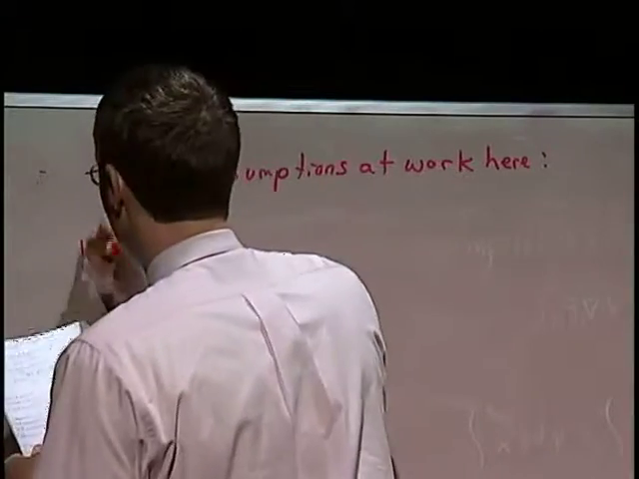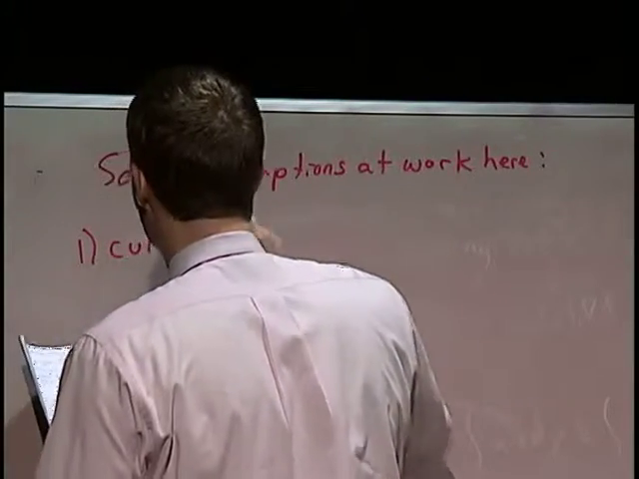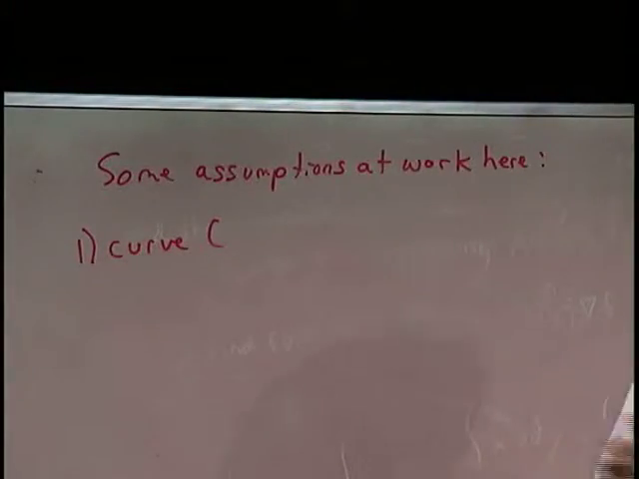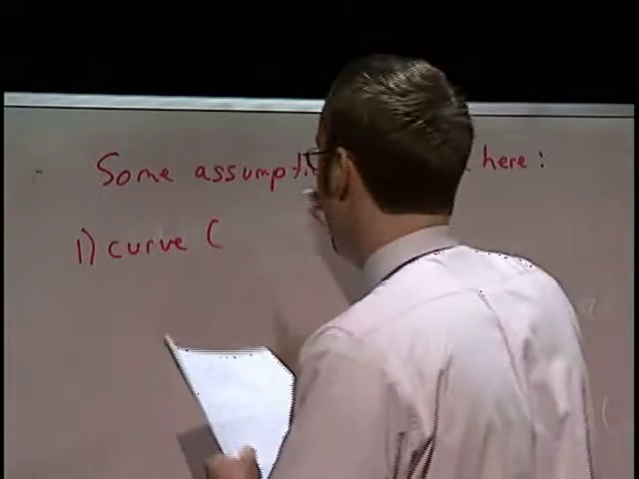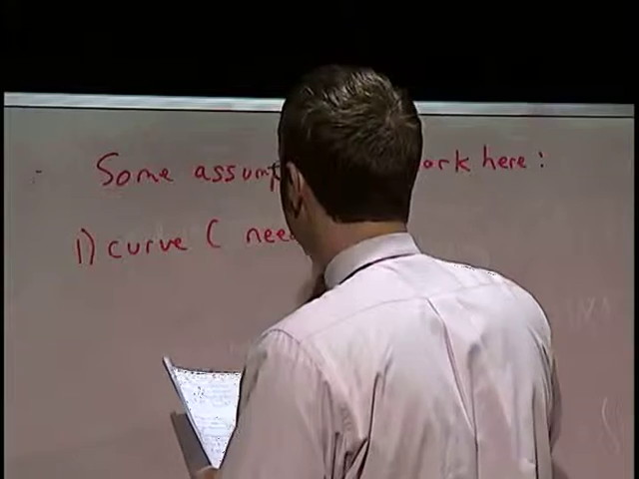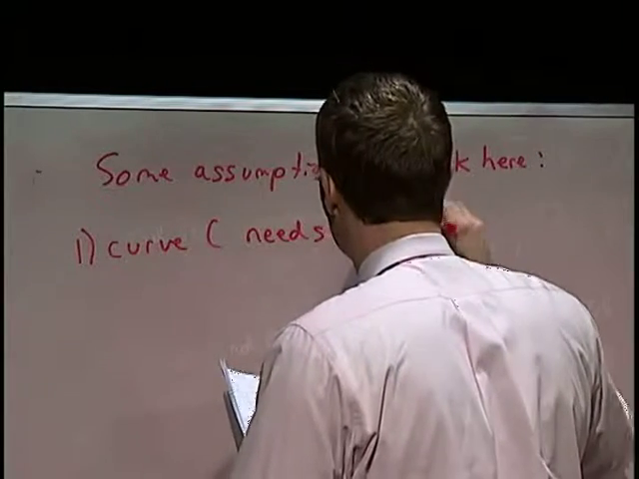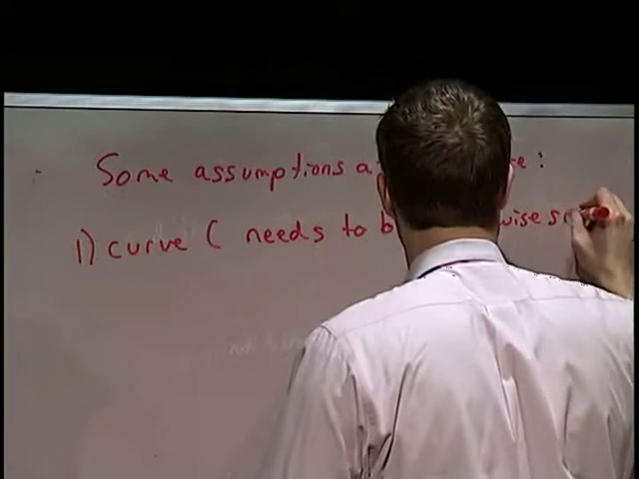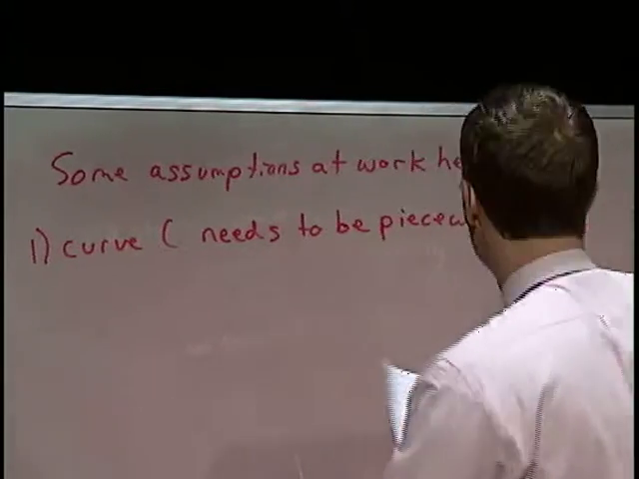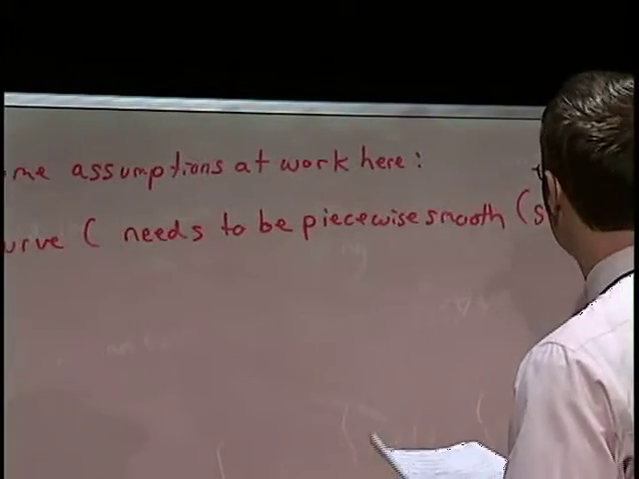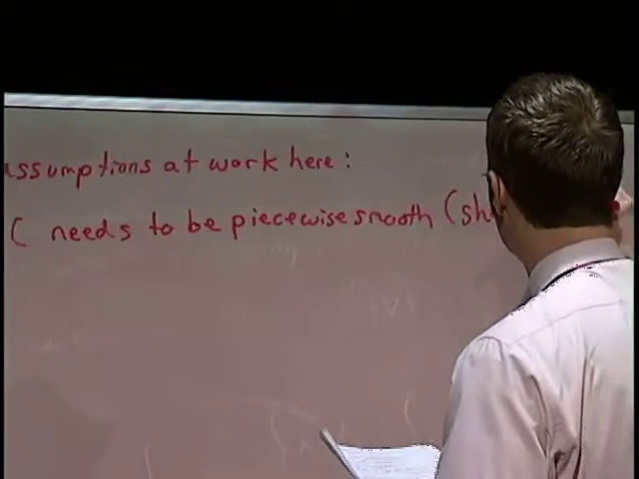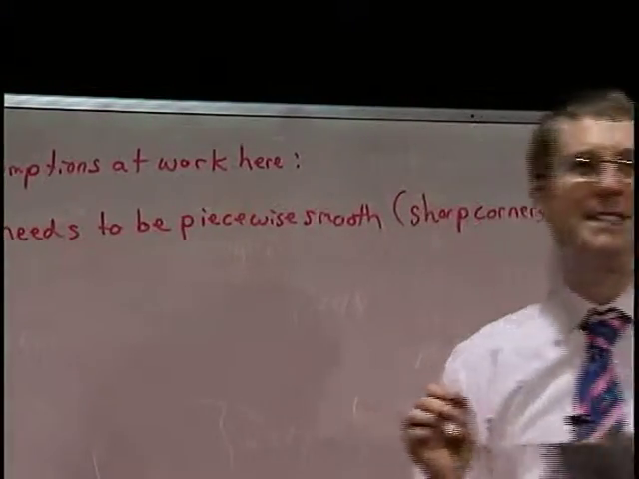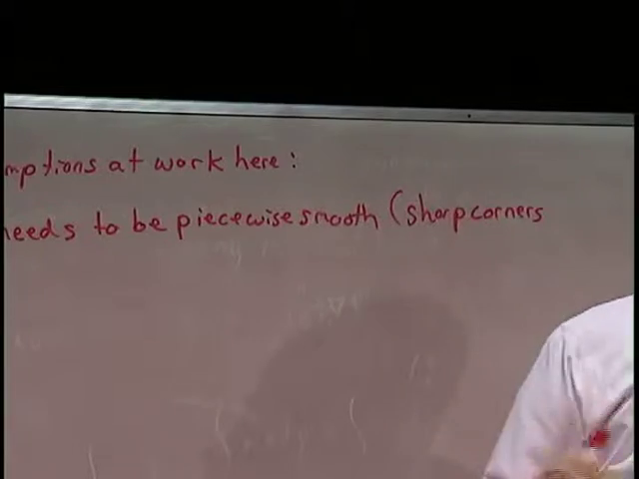Okay. The first thing is the curve. I said that any path between the 2 points will work. Well, essentially that's true, but the curve C needs to be piecewise smooth. And what that means is that you can have sharp corners. Right? I have no problem with sharp corners, so you can have a bunch of line segments zigzagging along between the points. That's no problem.